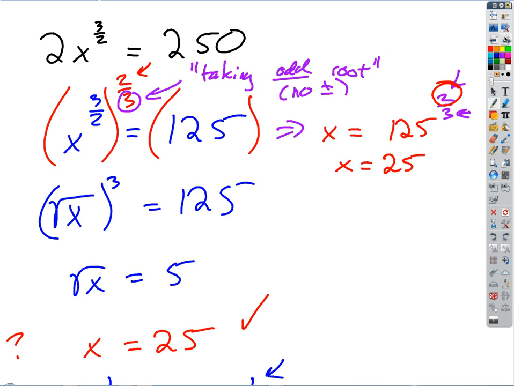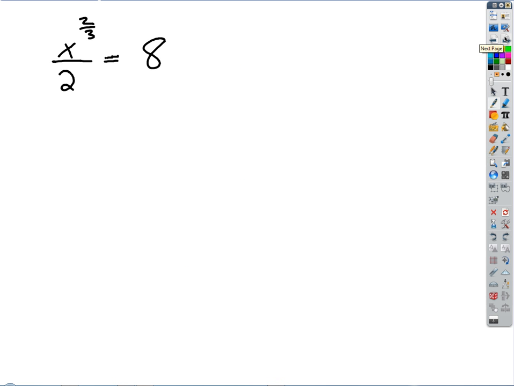Okay, let's try this guy. So what are the steps here? Multiply by 2, good. And that's going to give us x to the 2/3 equals 16. Now let's do this in discrete steps. Let's write this as a radical once, so we can see that it works both ways. If I write this as a radical equation, what do I get?